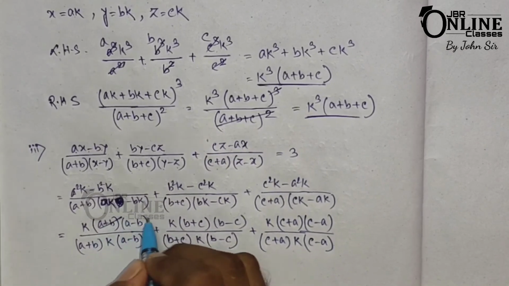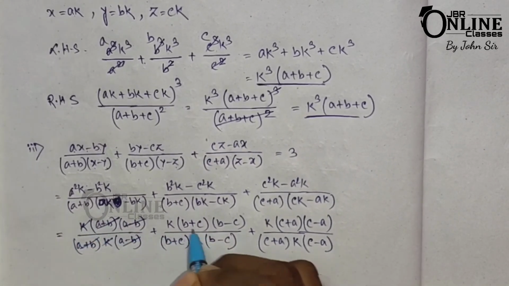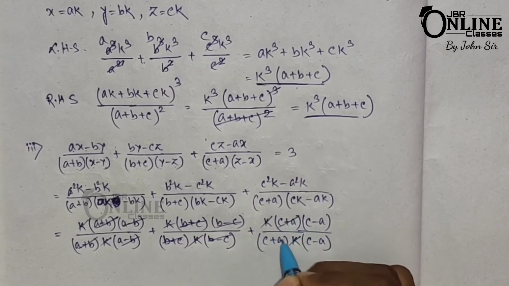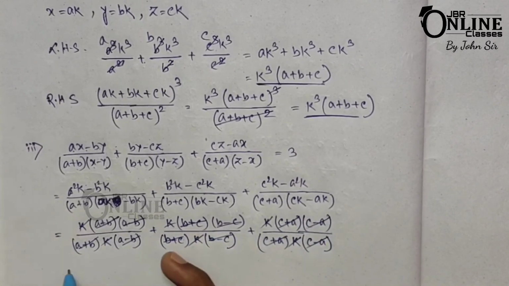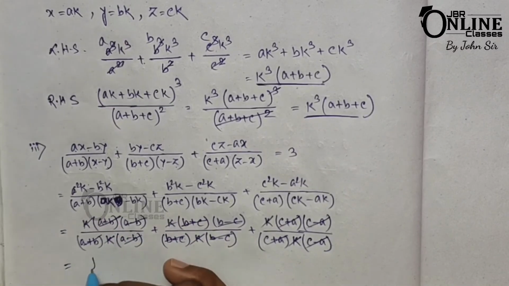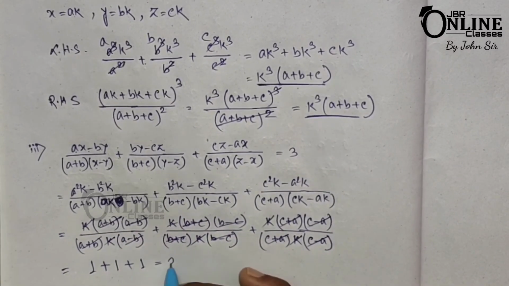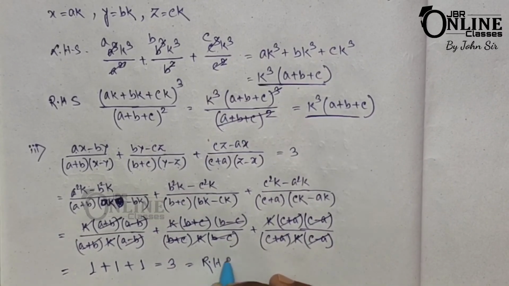So a plus b and a minus b cancel out, k cancels out. Similar things happen here: k cancels out, c plus a with c plus a, c minus a with c minus a. So finally the first part is 1, the second part also 1, the third part also 1. So that will be 3, and that equals the right hand side. So it's proved.